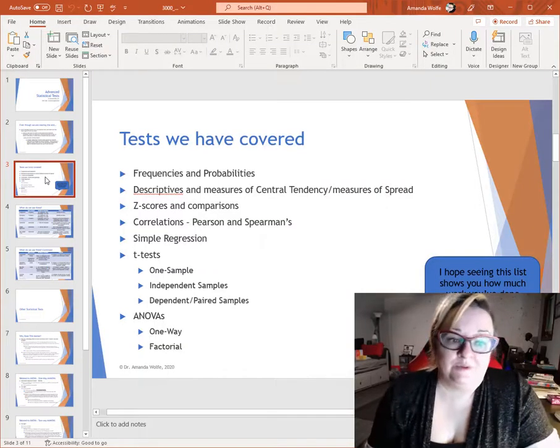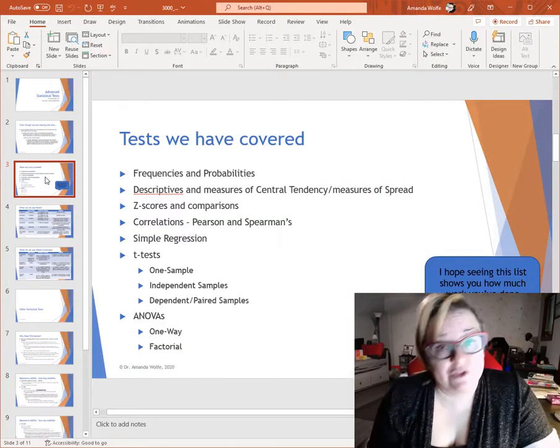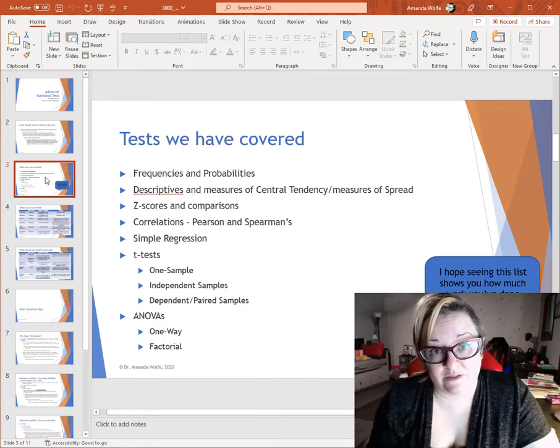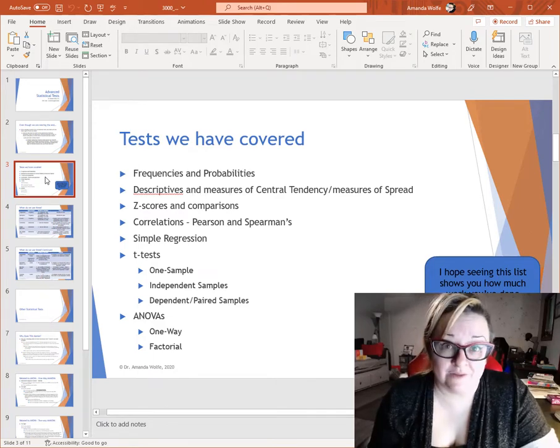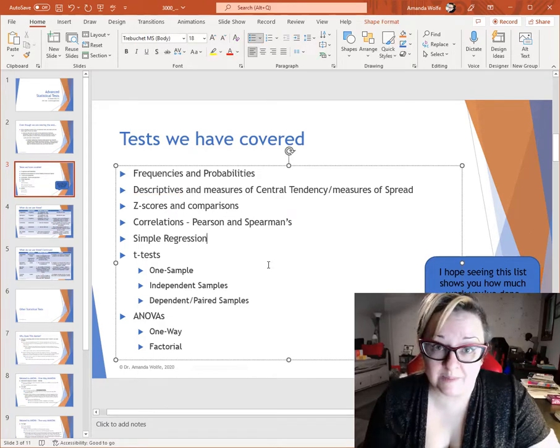And we're going to talk about how you do that in a second. Now, I do hope you notice that this slide here shows just how much work that y'all have done this semester. These are all of the tests we have covered up until this point. You've done a tremendous amount of work.